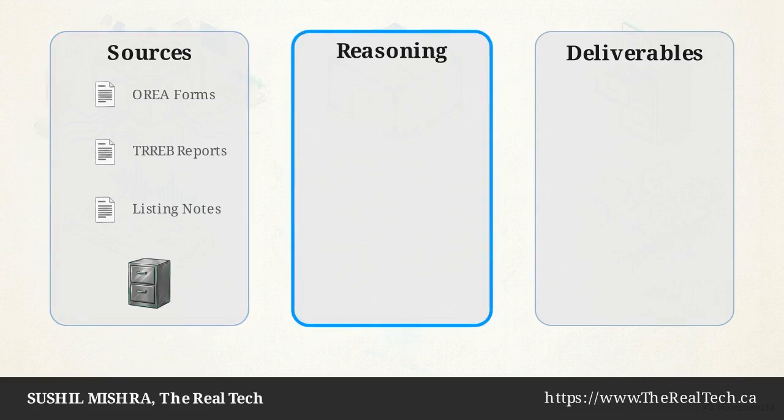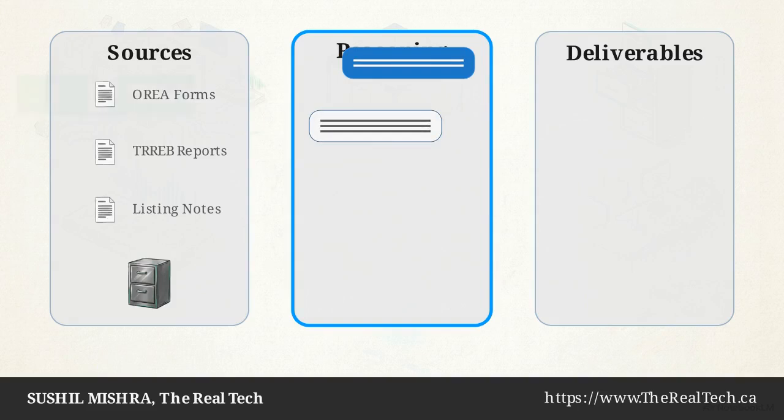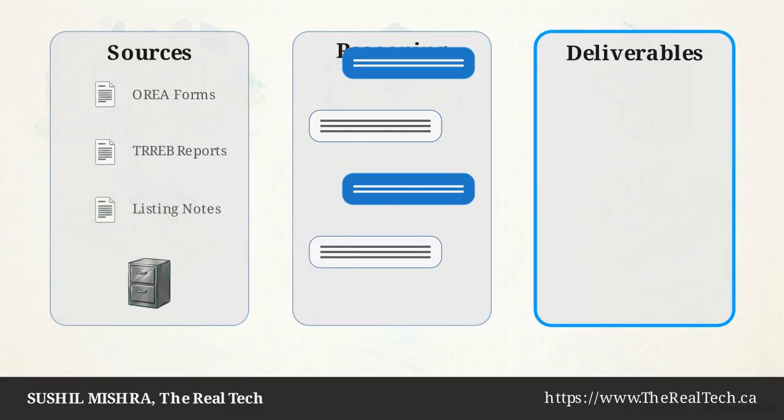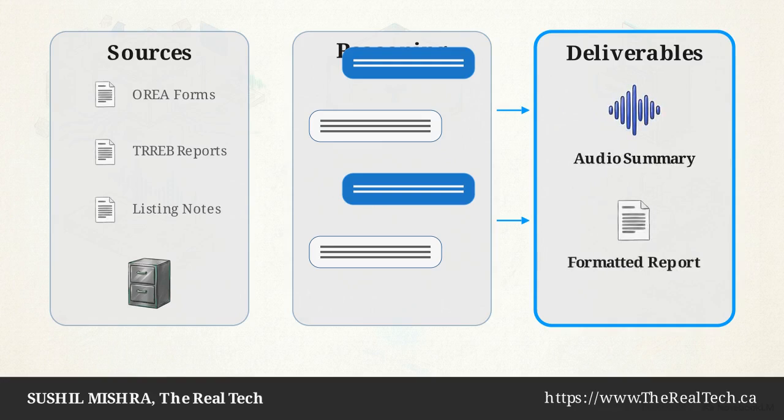The middle panel acts as your brainstorming table. This is where you interact with your data, asking the AI to find patterns or summarize specific sections of your uploaded files. The right panel is the production studio. This area is dedicated to converting your raw research into formatted deliverables, like reports and audio summaries.